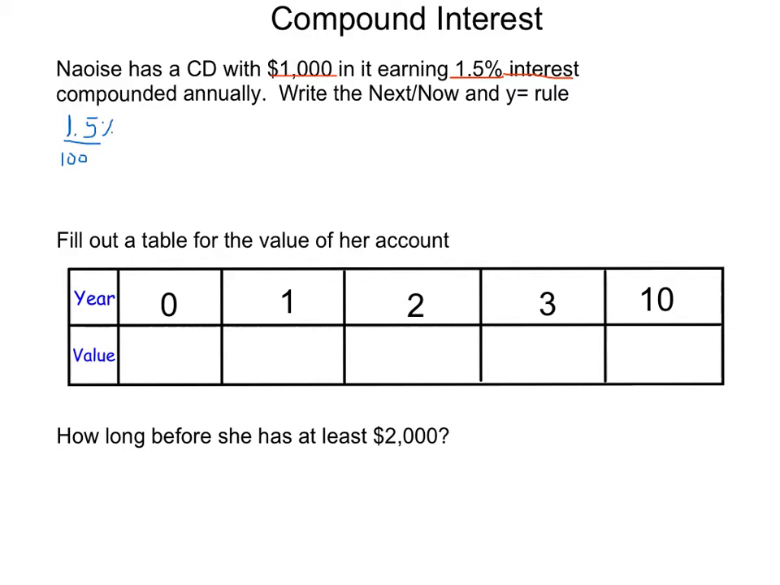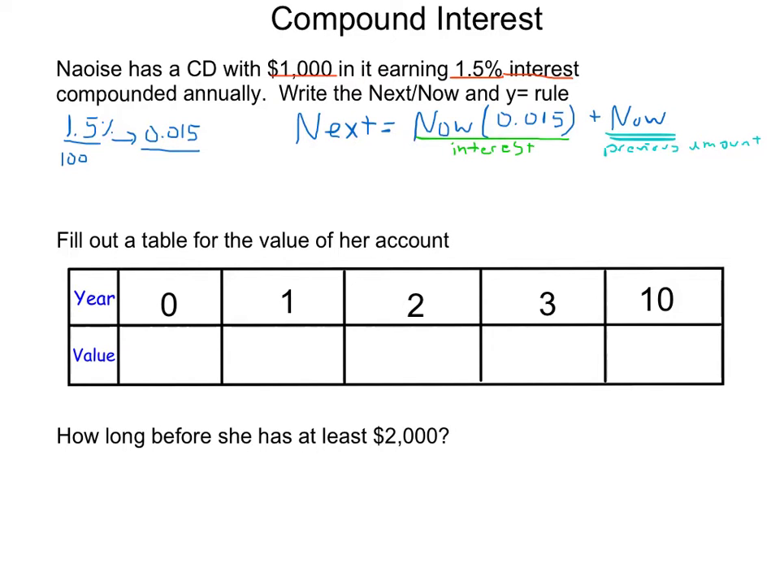First thing I'm going to do is divide that 1.5% by 100, and we've got it converted into a decimal. And then we're going to apply this interest rate to that $1,000. So when I multiply the current amount, NOW, times 0.015, that accounts for the interest. Then we need to tack on whatever the previous amount was.